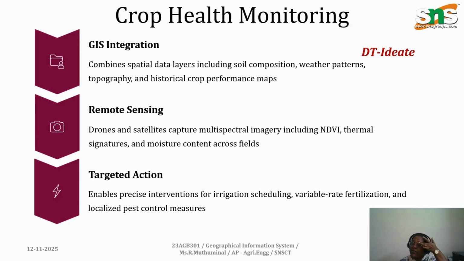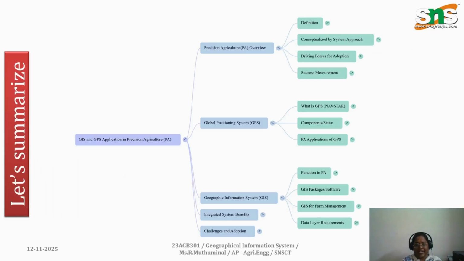Crop health monitoring usually deals with three stages: GIS integration, remote sensing, and targeted action. GIS integration helps us to combine spatial data layers including soil composition, weather patterns, topography, and historical crop performance maps. Remote sensing will help us to collect data in the form of multispectral imagery. Targeted action enables precise intervention for irrigation scheduling.